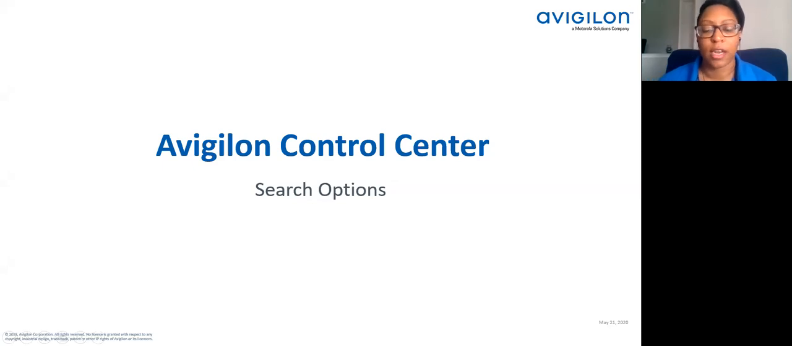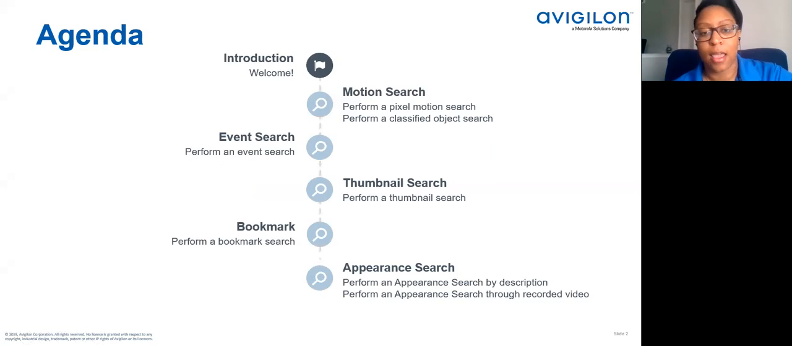We are going to be focused on understanding the different search options you have in ACC and how those are going to be utilized and how you may use them in different scenarios. The ones we're going to be looking at today are your motion search, so we'll look at your pixel motion search and your classified object motion search. We're going to look at event searches as well. We'll take a look at thumbnail searches, bookmark searches, and your appearance search. Those are the 5 that we're really going to focus on over the course of this class.